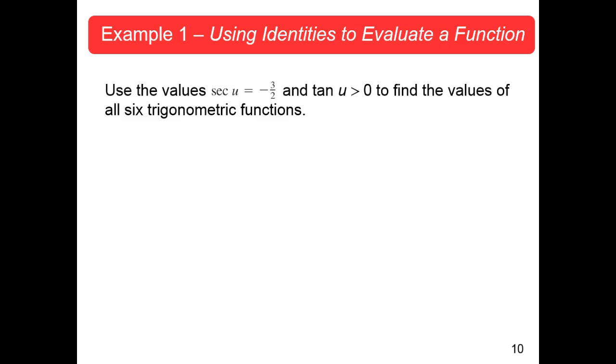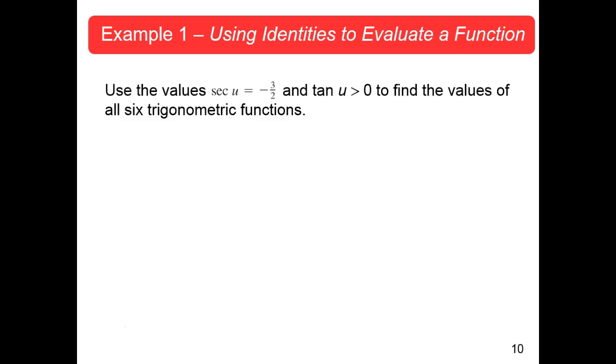Okay. So it says use the values of secant u, which is negative 3/2, and the fact that tangent u is positive, greater than 0, to find the values of all 6 trigonometric functions. Now, there's several ways you can go on this. I know how they want you to go, but I'll show you what I think is just as easy a way to do it. But I want to get your opinion.